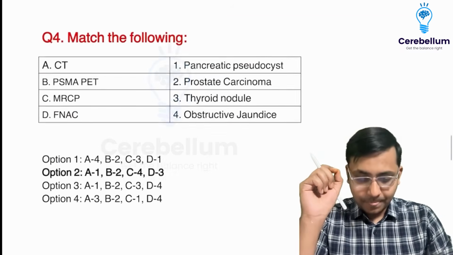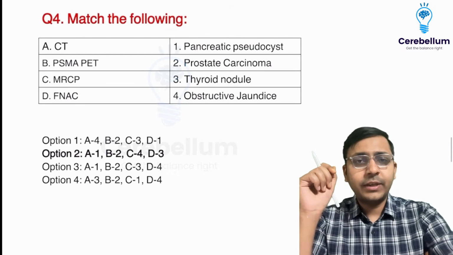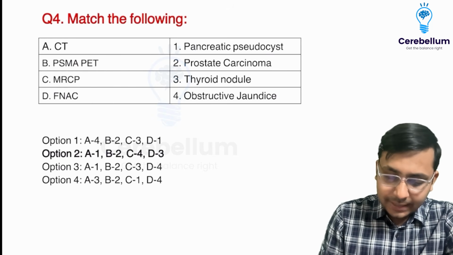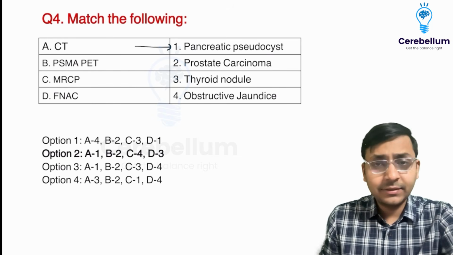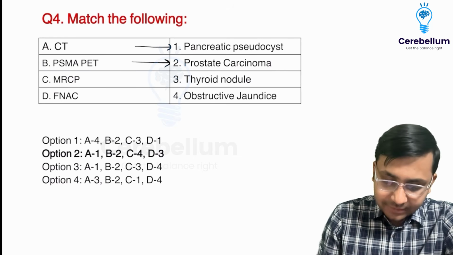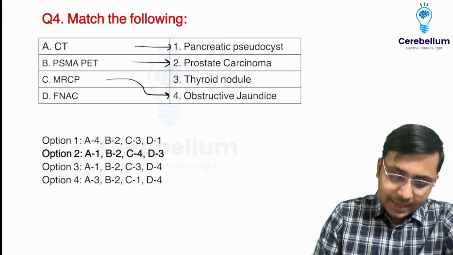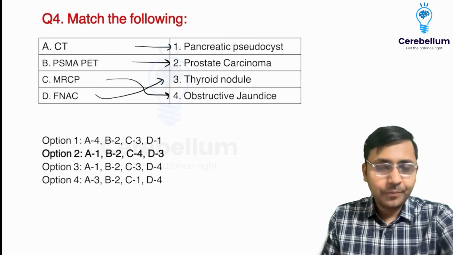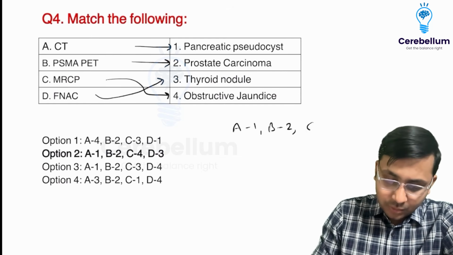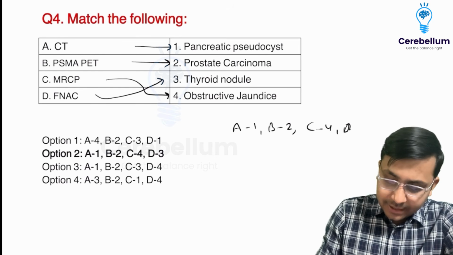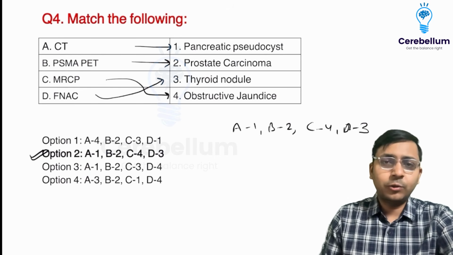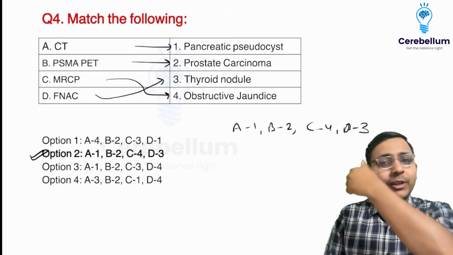Now, next question, match the following. This was an easy question. For CT scan, pancreatic pseudocyst is the disease. PSMA PET we use for prostate cancer, MRCP for obstructive jaundice, and FNAC for thyroid nodule. So A1, B2, C4, and D3. So option B is the correct answer. This was an easy question. I'm sure a lot of you got this question correct.